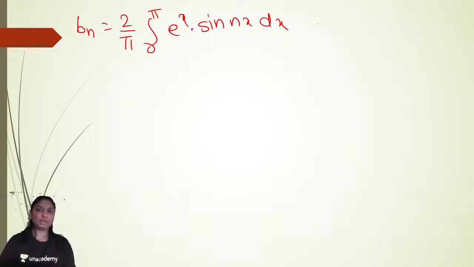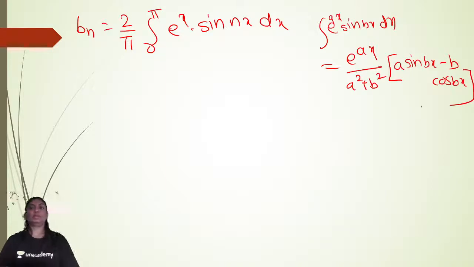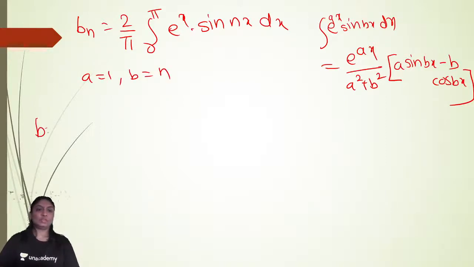So we will apply here the formula for the integration. Integral of e raised to ax into sin bx dx is equal to e raised to ax upon a square plus b square into bracket a sin bx minus b cos bx. Here our a is equal to 1, b is equal to n. So just evaluate this integral. It is very easy to evaluate.